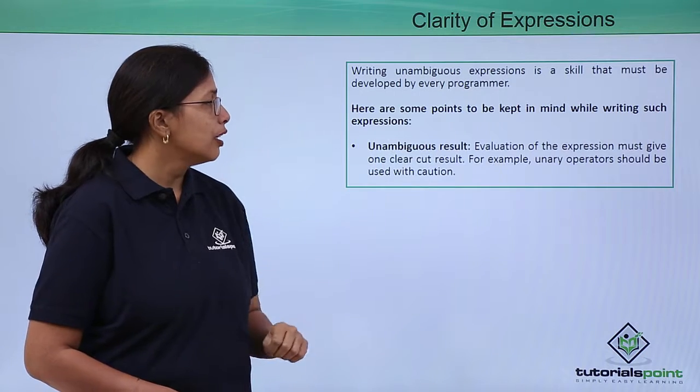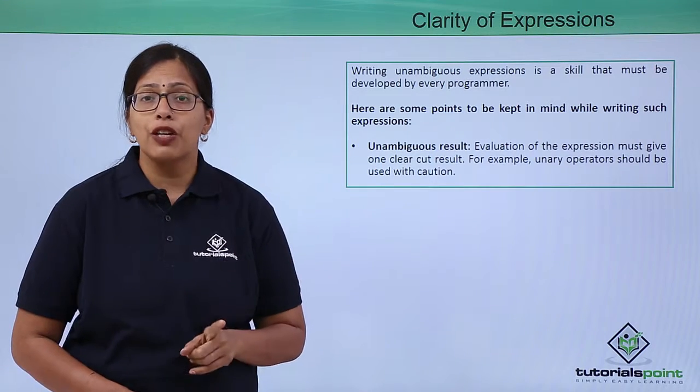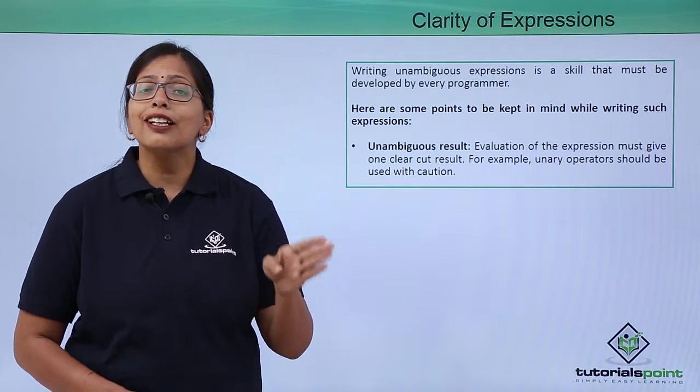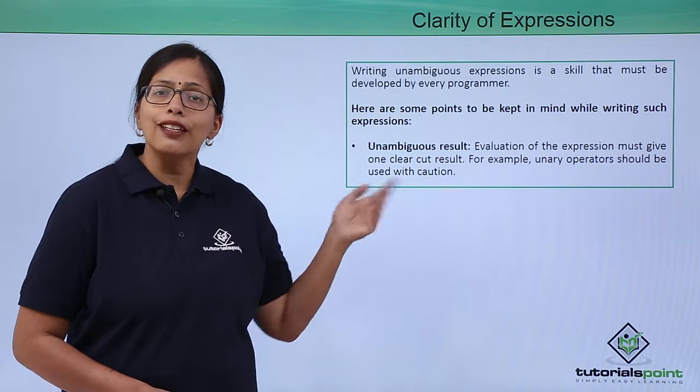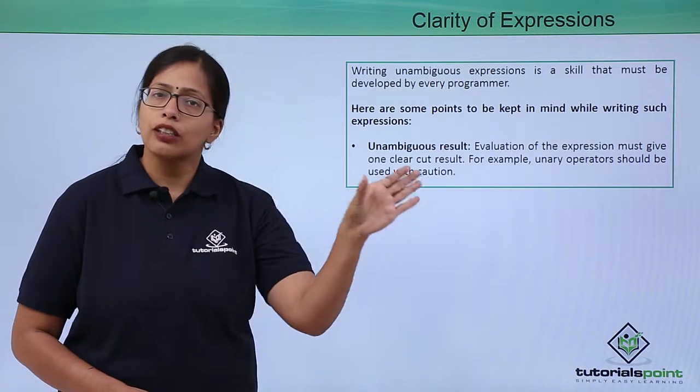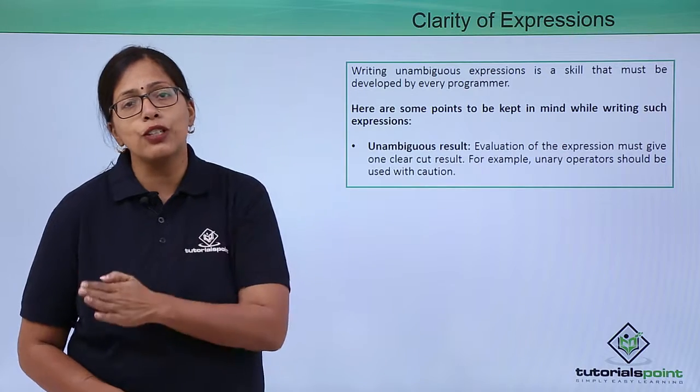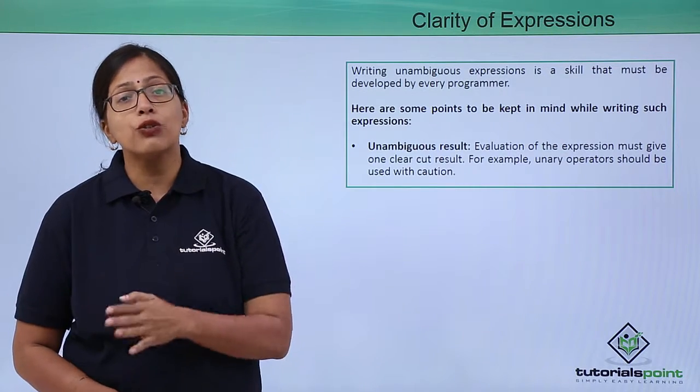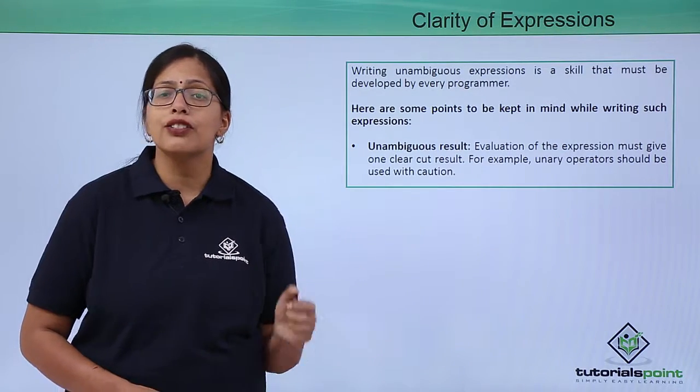Unambiguous result. The evaluation of an expression must give a clear-cut result. You look at the expression, you think that this should be the result, but actually when it is executed by the computer, some other result comes.